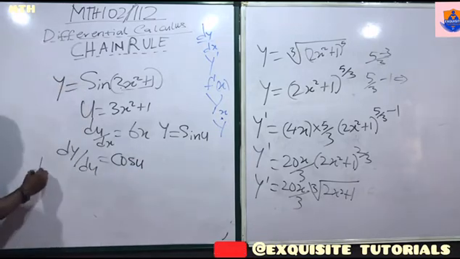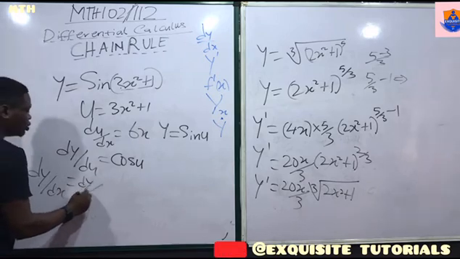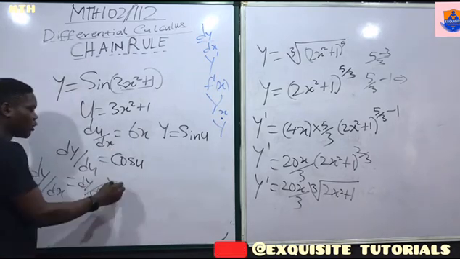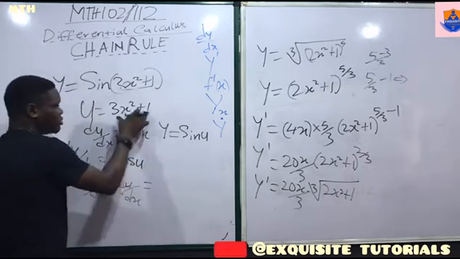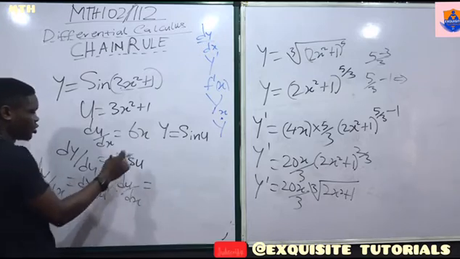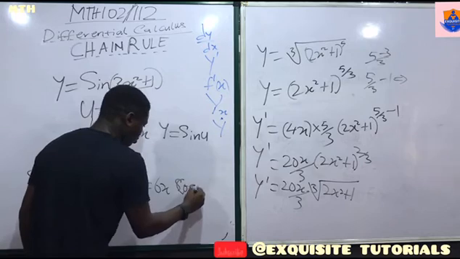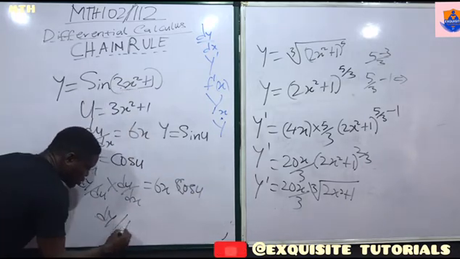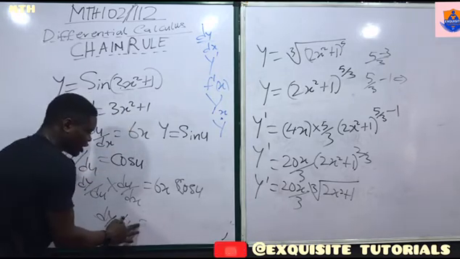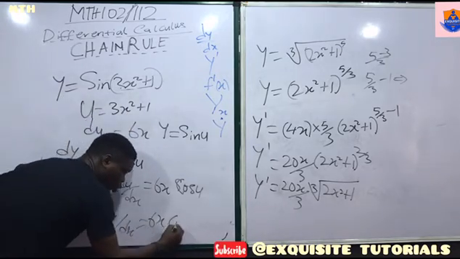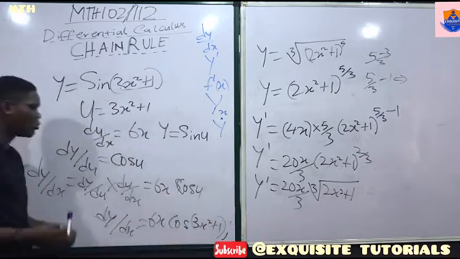So what will be our dy over dx? Our dy over dx is actually this times this, which is dy over du times du over dx. So we have cos u times this, so we have 6x cos u. So our dy over dx becomes, remember we said u is 3x squared plus 1, 6x cos of 3x squared plus 1. So that will be our answer.